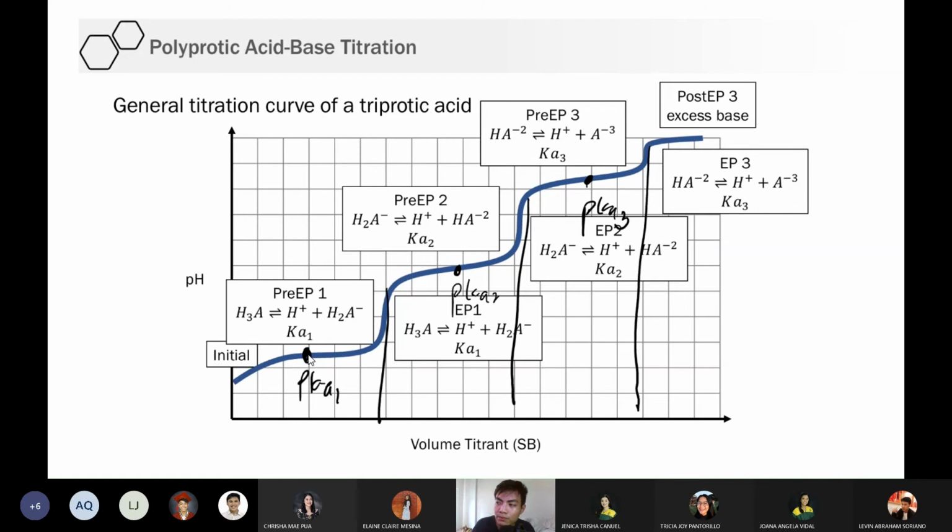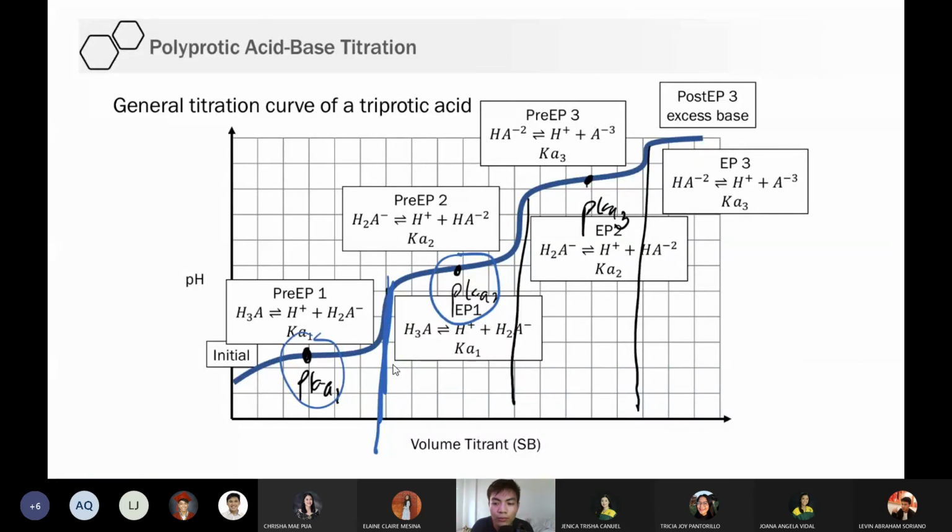Kunwari, you know the pKa1, you know the pKa2. Ano yung pH at EP1, equivalence point 1? Okay, ang shortcut doon is to divide the two. To get the pH of this endpoint, you just get the average pala. You average these two pKa values.